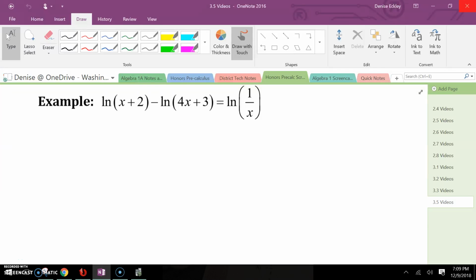The next example given in your notes asks you to use the one-to-one property to solve the log equation. Before we do that, we have to determine what is the domain of the equation in order to make sure that we don't introduce any extraneous solutions or we don't exclude any solutions that are correct. So just to make this quick, what we can do is graph these functions.